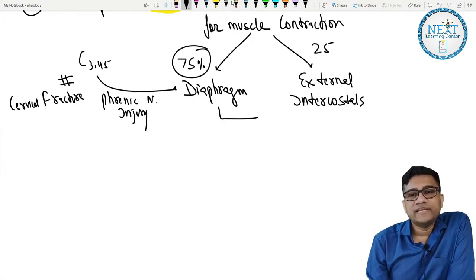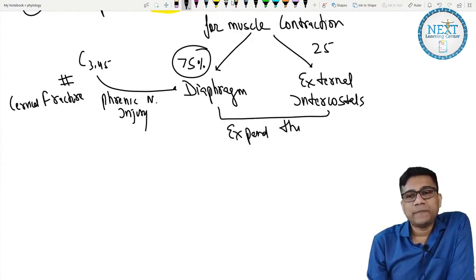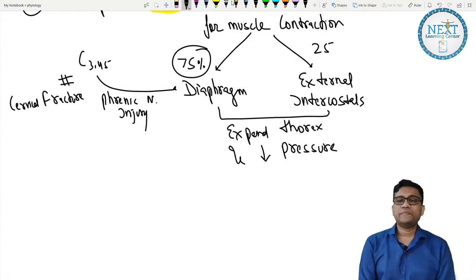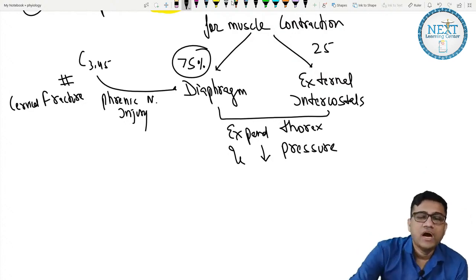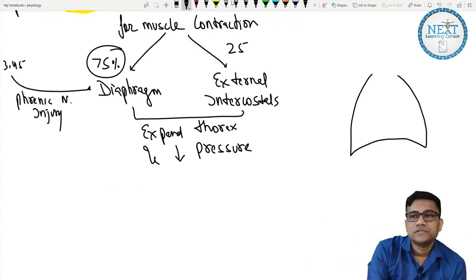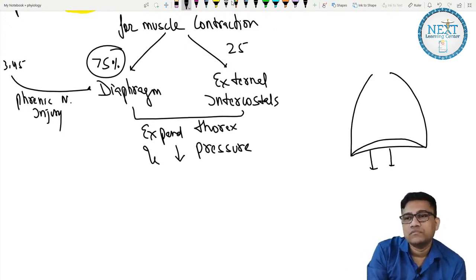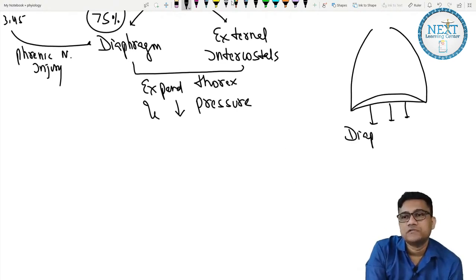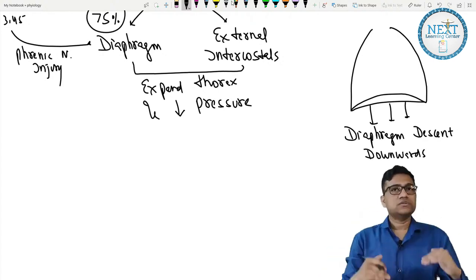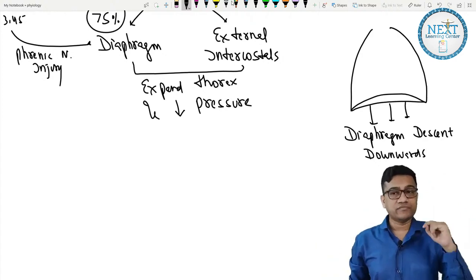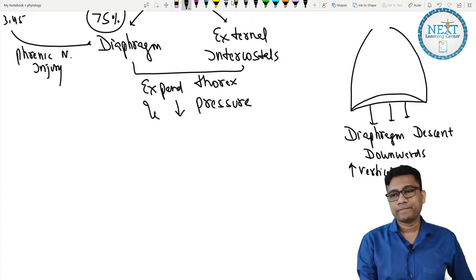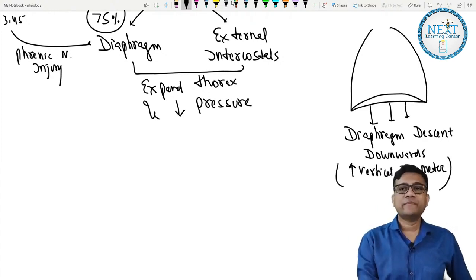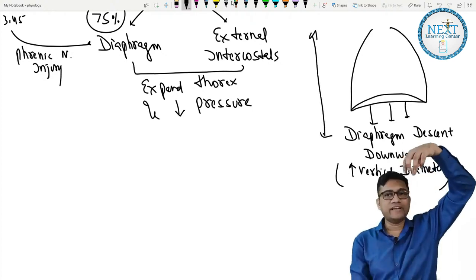Now, I told you just now, these muscles basically expand the thorax and decrease pressure. How? Let's see. This is the thorax, this is the diaphragm. The diaphragm descends downwards. So always remember, the diaphragm goes down. That increases the vertical diameter of the thorax, so it becomes a longer cavity, height-wise.